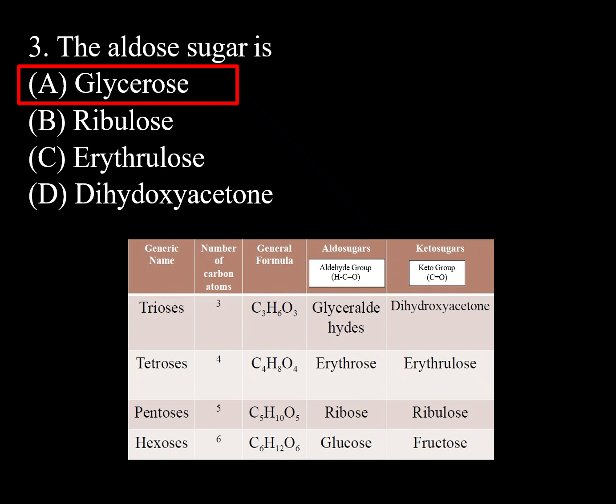If you look at the table given here, there are aldose sugars and there are keto sugars. These are the sugars which have the aldehyde group present in them, and these are the sugars which have the keto group present in them. Glyceraldehyde has the aldehyde group, while ribulose, erythrulose, and dihydroxyacetone are keto sugars. So the right option is glycerose, also known as glyceraldehyde. It contains the aldehyde group.